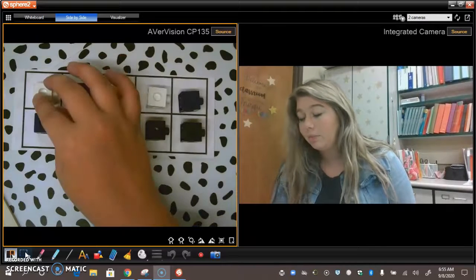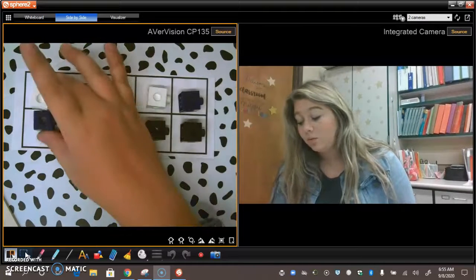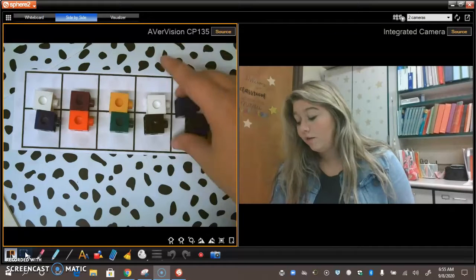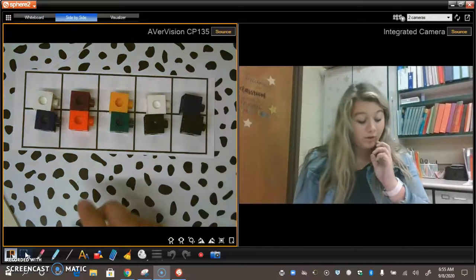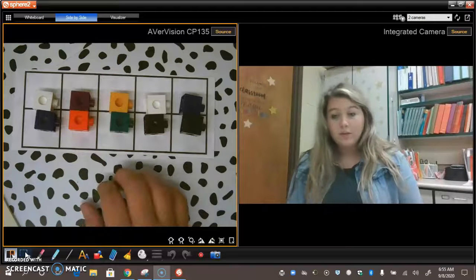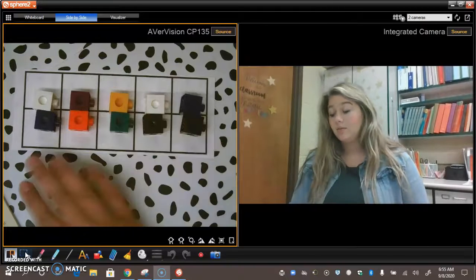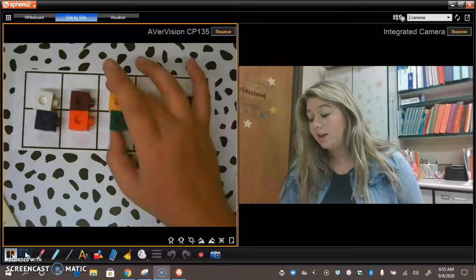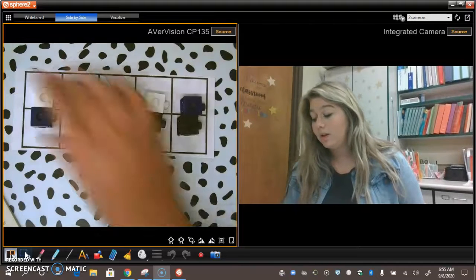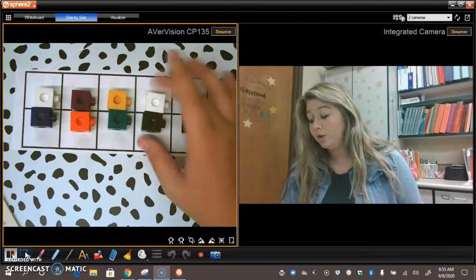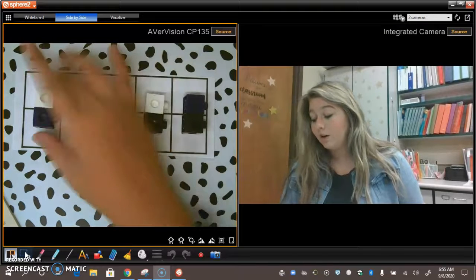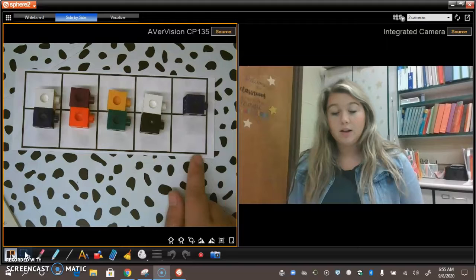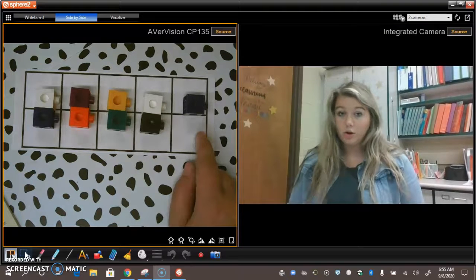So let's see how many pairs of cubes we have. 1, 2, 3, 4, 5. So we have 5 pairs of cubes in this 10 frame, and 10 is an even number because every cube has a buddy with it. Now, if we were to take away one cube, this would be 9, and this would be an odd number because this one no longer has a buddy.